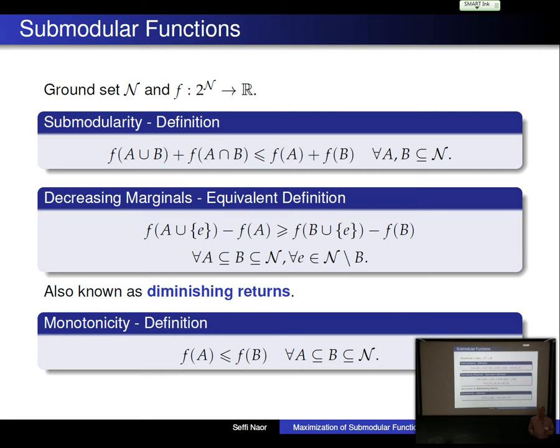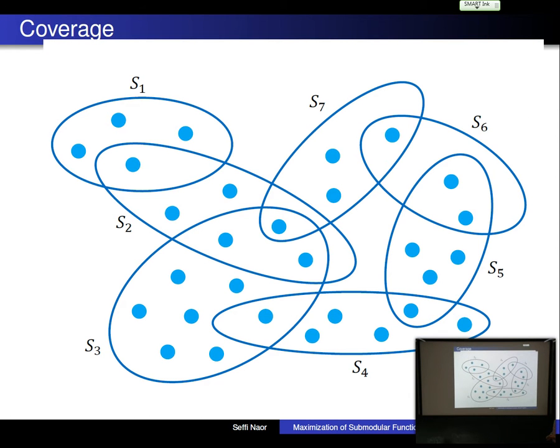Monotonicity is a standard definition. F is a monotone submodular function if for any A which is contained in B, F of A is less than or equal to F of B.